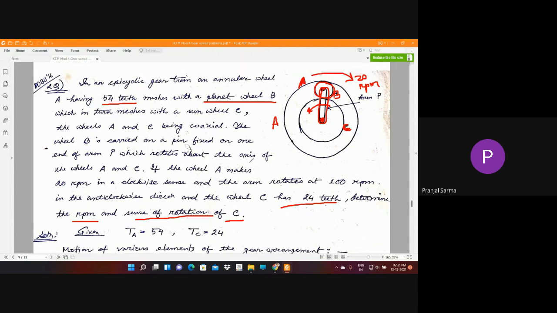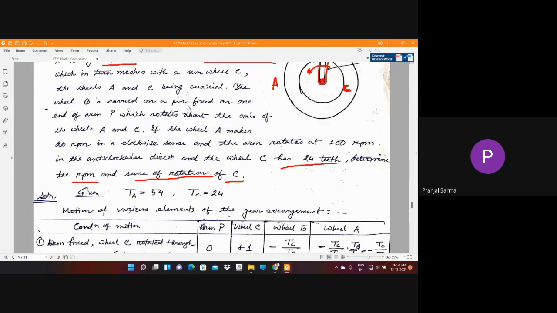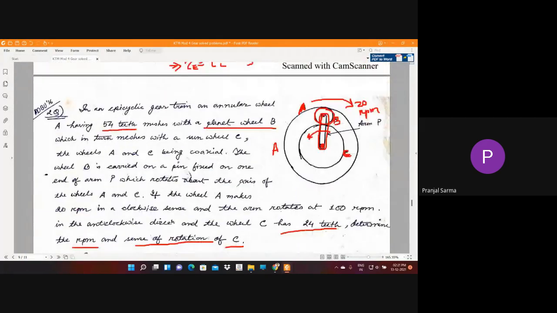So what is given? RPM for A is 20 RPM in the clockwise direction. The arm is moving in the anti-clockwise direction with 100 RPM. The number of teeth on gear A, that is TA, is given as 54 and TC is given as 24. Now, sometimes for this kind of small problem, this figure may or may not be given. Most of the time it is given, sometimes it might not be, being a very simple type of epicyclic gear train. So from the problem statement, you should be able to simply draw it.